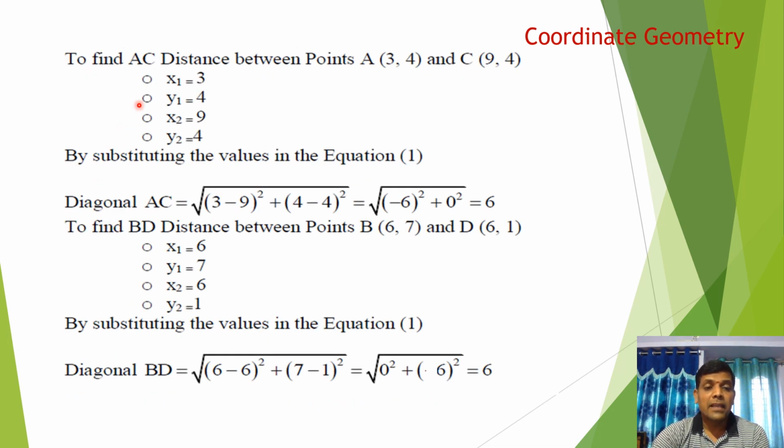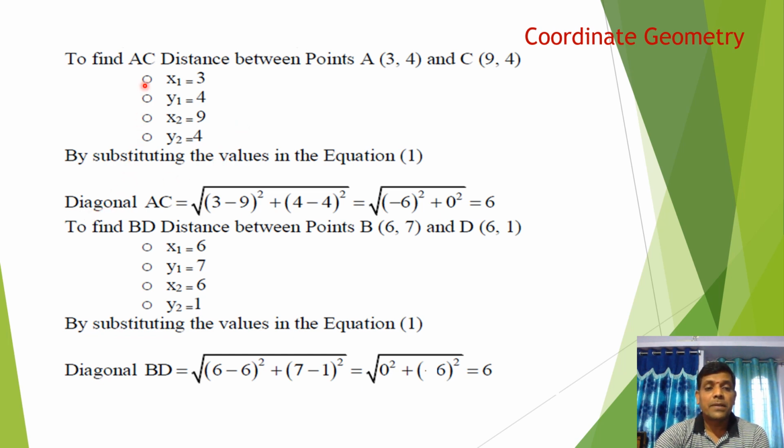Let us find the distance between A and C. So what are the points of A and C? A (3, 4) and C (9, 4). So write down the coordinates. Here x1 equals 3, y1 equals 4, x2 equals 9, y2 equals 4. So substitute the coordinates in the given distance formula. We know that the distance formula is root over (x1 minus x2) whole squared plus (y1 minus y2) whole squared.